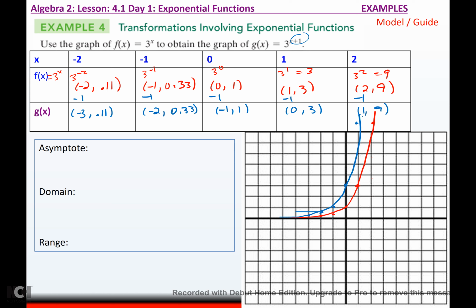Okay, my asymptote, we did not shift up or down, so my horizontal asymptote is going to be y equals 0. My domain is negative infinity to infinity. And my range, again, I did not shift up or down, so that's going to be 0 to infinity.